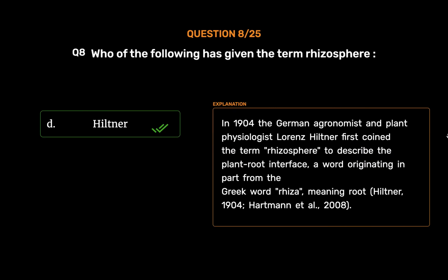Hiltner. In 1904, the German agronomist and plant physiologist Lorenz Hiltner first coined the term rhizosphere to describe the plant-root interface, a word originating in part from the Greek word rhiza, meaning root. Hiltner, 1904. Hartman et al., 2008.